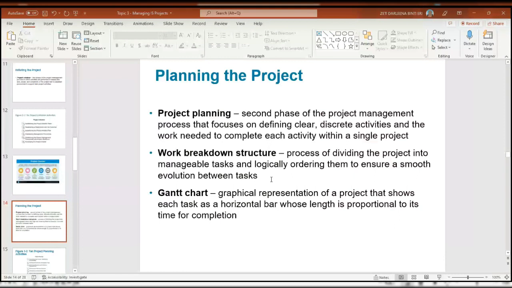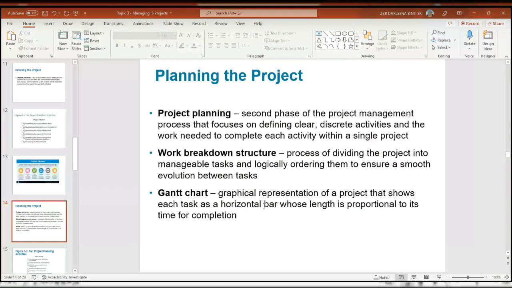So Gantt chart ni macam jadual lah. Jadual yang kita guna, yang dalam jadual tu ada list of activity dan juga a horizontal bar that represents the timeline of a task that you have ordered, yang you have dah susun masa work breakdown structure. So work breakdown structure is an activity. Gantt chart is actually the outcome, hasil, dalam bentuk jadual lah, graphical representation.